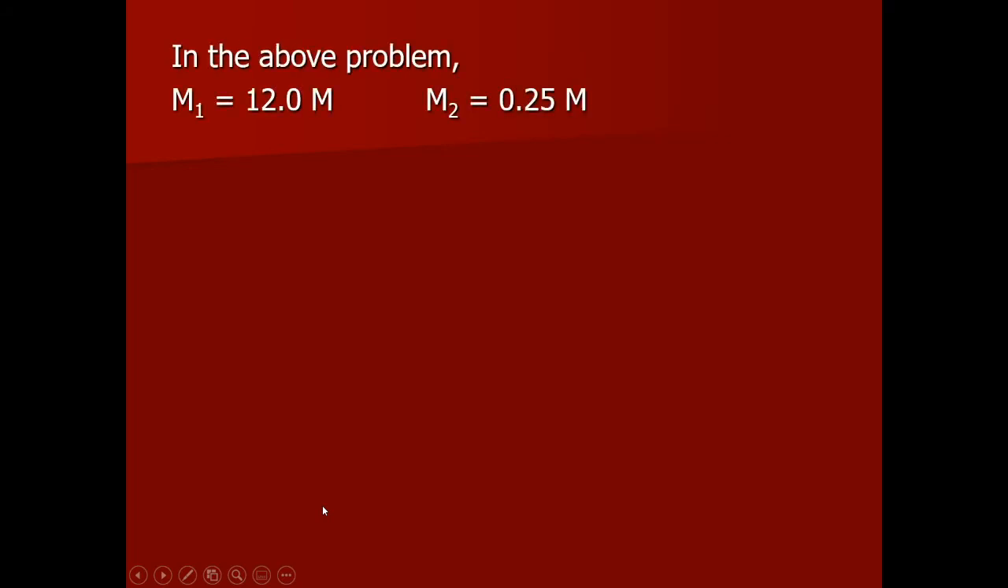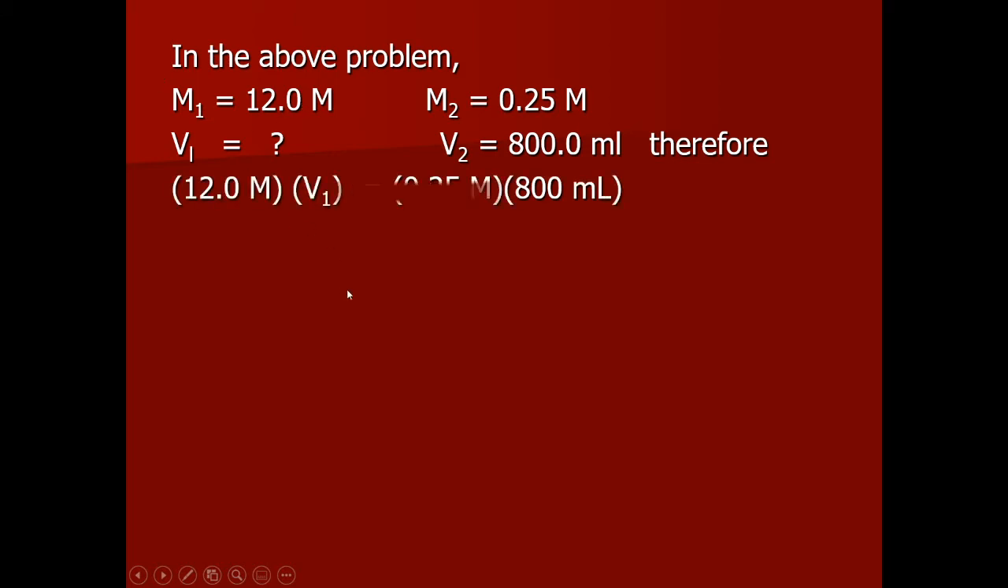All right, so let's look at this question that we have. So we know the initial molarity, the concentrated molarity is 12. We know we want 0.25 molar, and we know we want 800 milliliters. So the question is, how much of that 12 molar solution do we need? So we set it up just like the equation is written, and it's pretty simple. 12 times your initial volume, which is your unknown, is equal to 0.25 times 800. Notice I didn't change it.